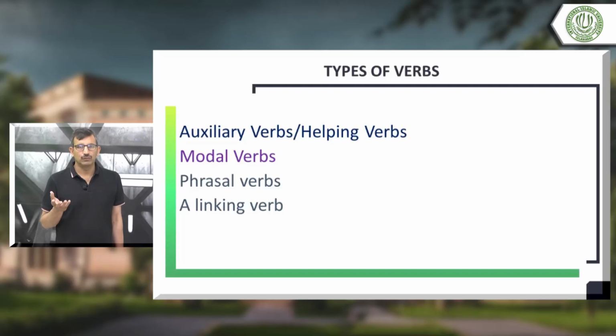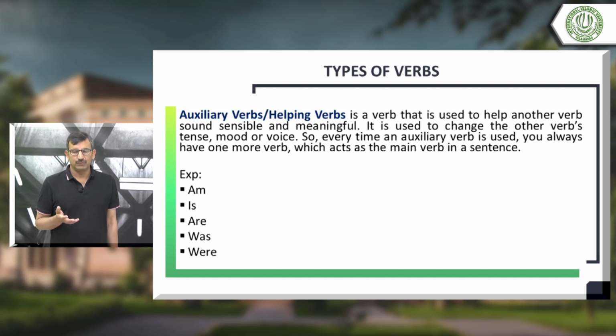Let's move on to the next part of this session, that is about the types of verbs. There are four major types of verbs: auxiliary verbs, or we can say helping verbs, modal verbs, phrasal verbs, and linking verbs. Let's start with the first type of verbs, auxiliary verbs or the helping verbs.